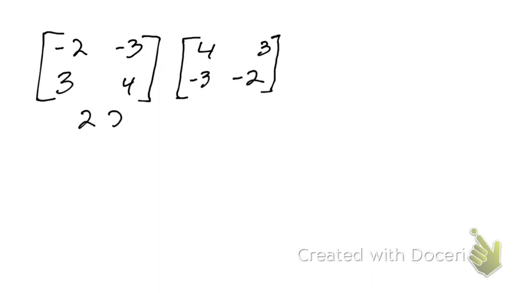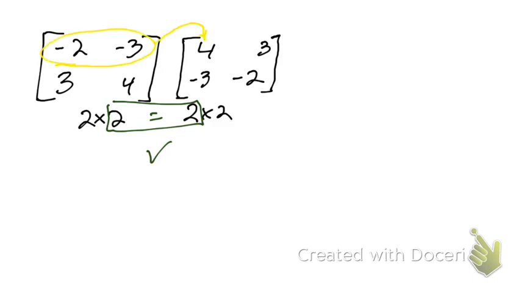First of all, we have to check to make sure we can multiply them to begin with. This is a 2 by 2. This is a 2 by 2. I check these inside ones. If those are equal, then we are good. We can go ahead and do that multiplication. To do that multiplication, we have to do row times column. So that's going to be that negative 2, negative 3, and we're going to multiply it by that column, and then we'll follow that up by multiplying by that column.